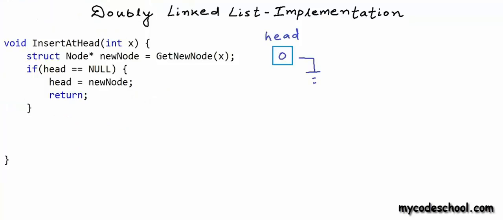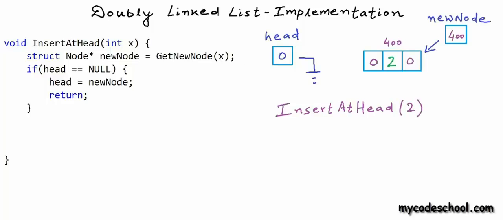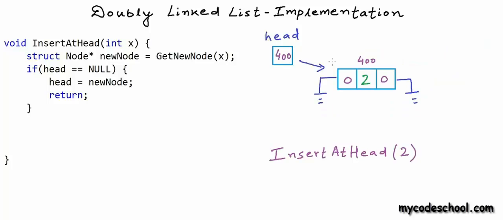Things will be clear if I show everything in logical view also. Right now my linked list is empty here. In this logical view that I'm showing, let's say I have made a call to insert at head passing it number 2. The get new node function will give me a new node. Let's say a new node is created at address 400. With this statement, head equal new node, we are setting the address stored in the new node variable in head. Null is nothing but address 0.